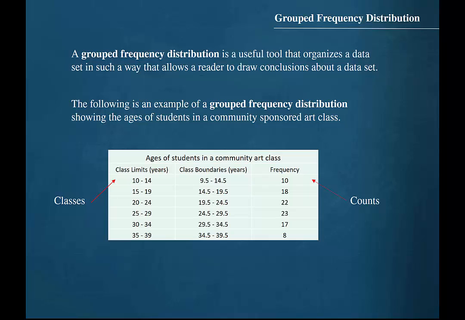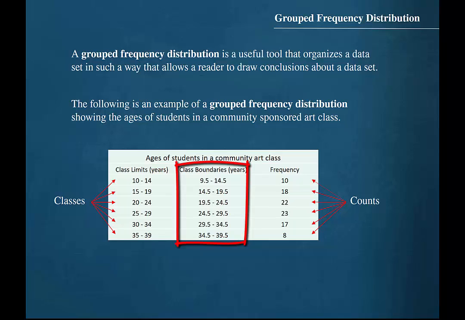The last column in this table provides us with the counts of the number of students in the art class that are within the age limits of each class in the grouped frequency distribution. So the first entry in the frequency column tells us that there are 10 art students between the ages of 10 and 14. The second entry tells us that there are 18 students between the ages of 15 and 19. There are 22 students between the ages of 20 and 24. There are 23 students between the ages of 25 and 29. There are 17 students between the ages of 30 and 34. And there are 8 students between the ages of 35 and 39.